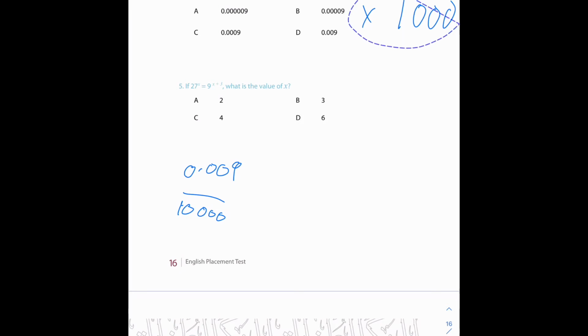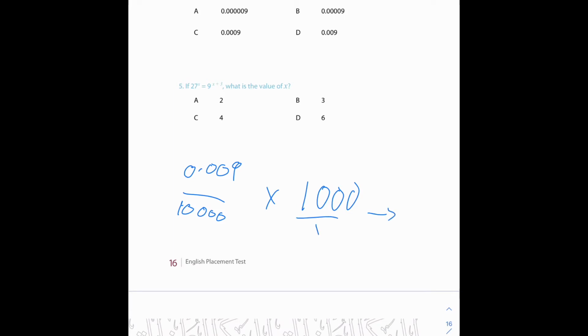And we can bring back the 1000. Again, you multiply straight across. This is of course 1000 over 1, but it doesn't really matter. So 0.009 is being multiplied by 1000, which means you're gonna just move the decimal spot 3 places. 1, 2, 3. You get 0.9 over 10,000.